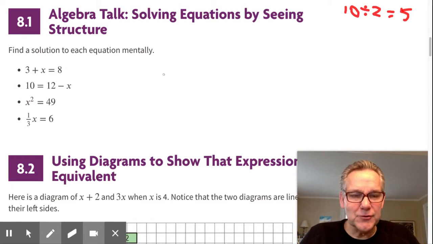So I encourage you to pause the video, do as many of those 4 problems mentally as you can, and then we're going to talk about them. So you can go ahead and pause, do the 4 problems, write down the answers in your math notebooks or your remote folders, and then we will chat about them momentarily.